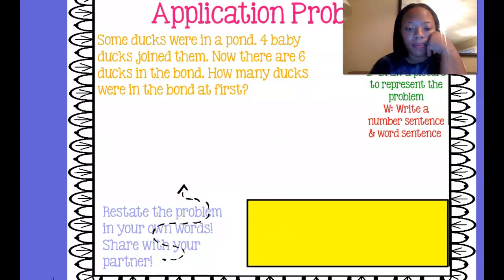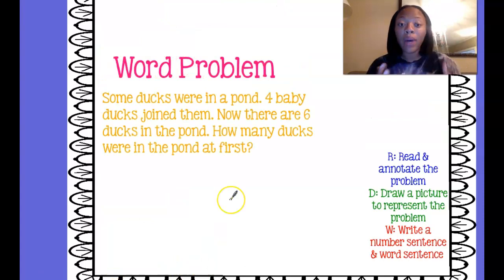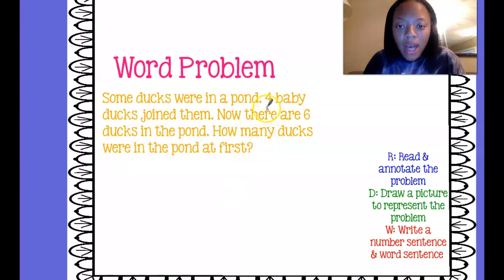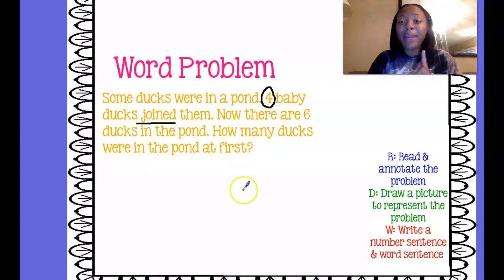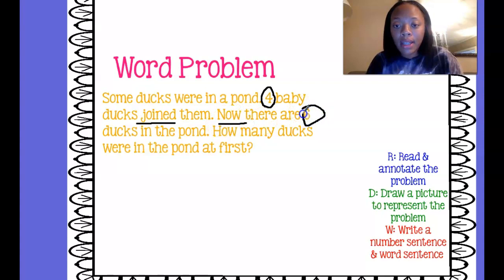Sorry, I'm messing up. Now what about if I annotate this way? Some ducks were in a pond. 4 baby ducks joined them. Join might be important because if I'm joining, that means I'm bringing more, I'm adding to it. So that's an important word for me to underline. Now there are 6 ducks in the pond, okay? Now there are 6 ducks.